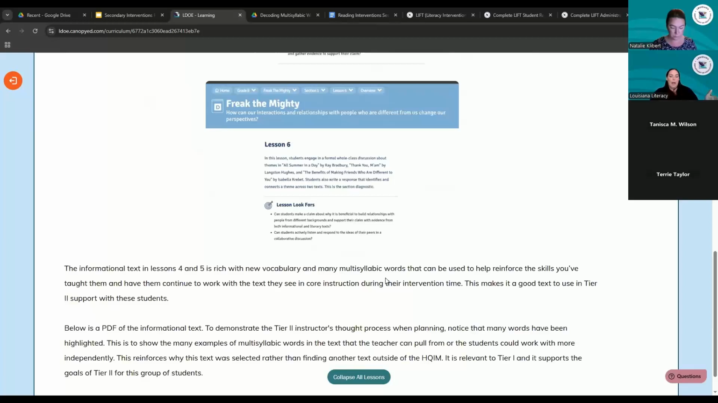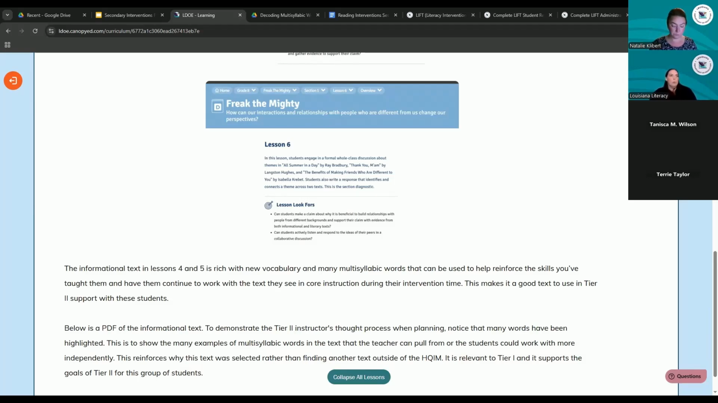And so when I looked as a teacher at that informational text from lesson 4, I noticed that there was a lot of new vocabulary and lots of opportunity to practice that multisyllabic word work that I've been doing with these students within that article that they're going to already be reading for my core instruction. So it's a perfect opportunity to take the same materials and just do some extra scaffolding, some extra support around multisyllabic words to help them better understand the content in that particular text.